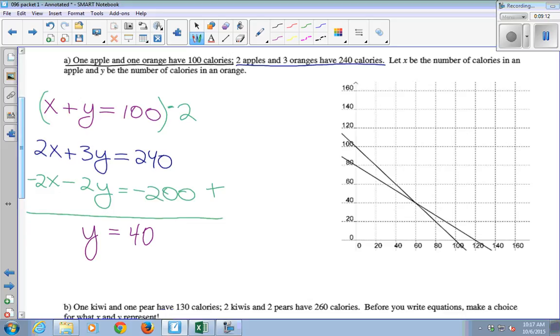Now I know what y is, and y is the number of calories in an orange, right? So I've answered half the question. There are 40 calories in an orange. How can I figure out how many calories are in an apple? 60. How do you know that? You got it. So you picked one of the equations that has both x's and y's. X plus y equals 100. You replace the y with a 40. And so x would have to be 60.